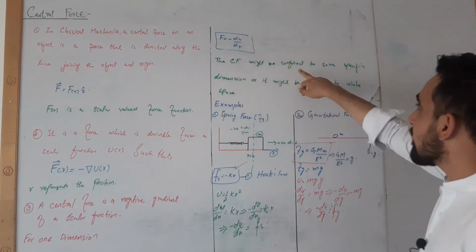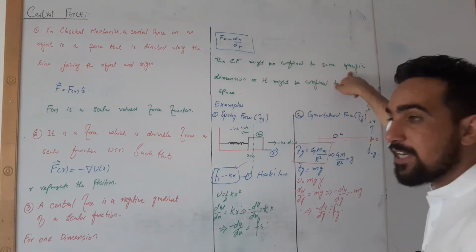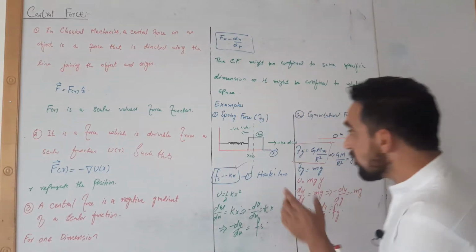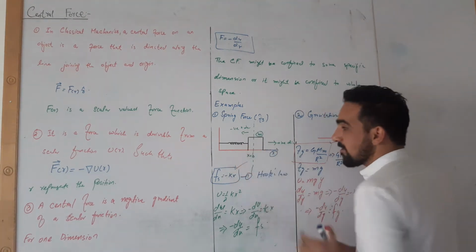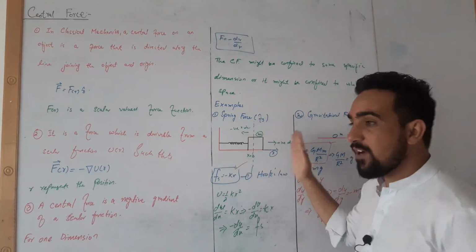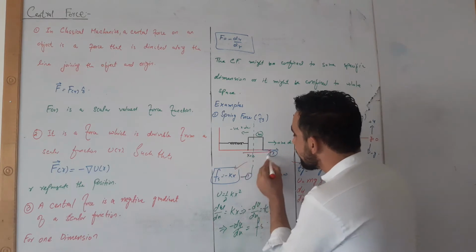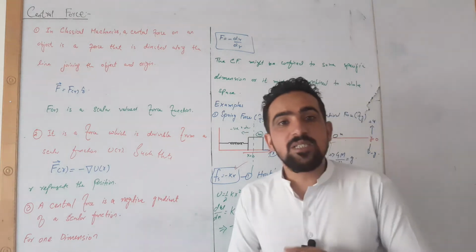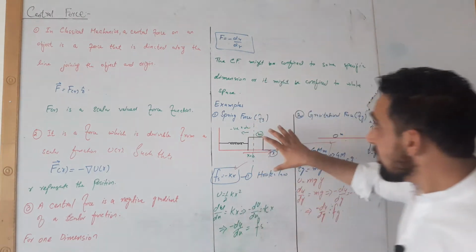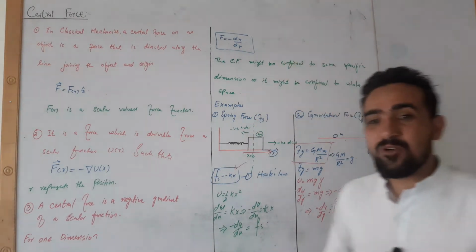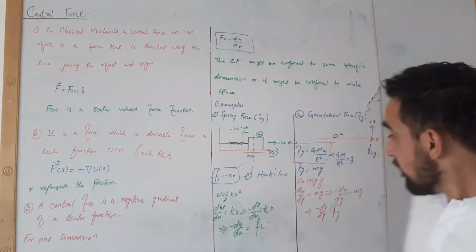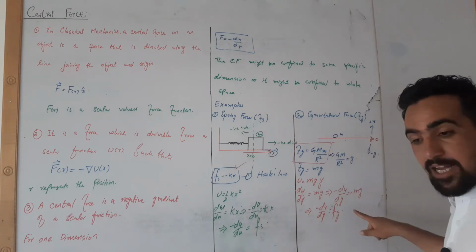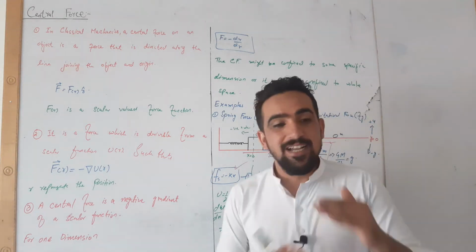So I said that the central force might be confined to some specific dimension, or it might be confined to the whole space. Now look at this system. In this system, the force is only confined to the displacement you travel from the mean position, and at the mean position this force becomes 0. But on the other hand, look at the gravitational force. It is everywhere in space. Furthermore, we have been able to derive this force from a scalar potential and this force from a scalar potential.